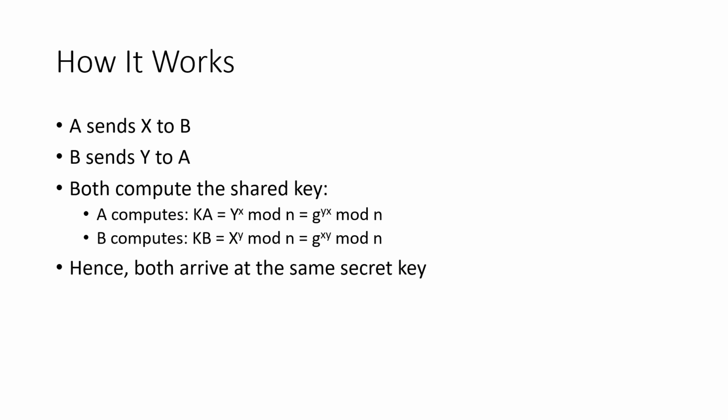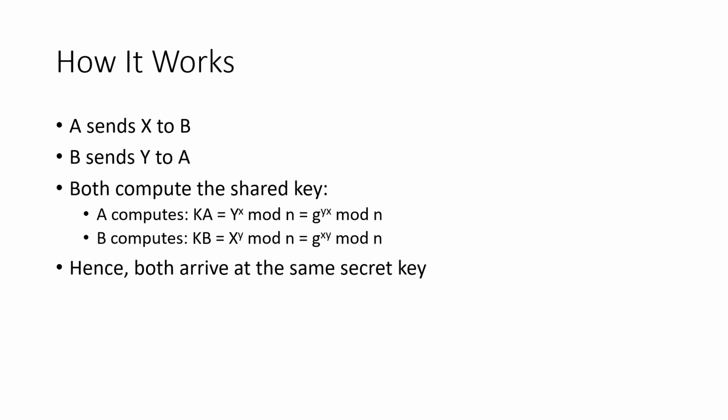Here's the magic now. Alice takes the value Y she got from Bob and raises it to the power of her secret x. So she computes Ka equal Y to the power x mod n. At the same time, Bob takes the X he received from Alice and raises it to the power of y, that is his secret key. So he computes Kb equal X to the power y mod n.